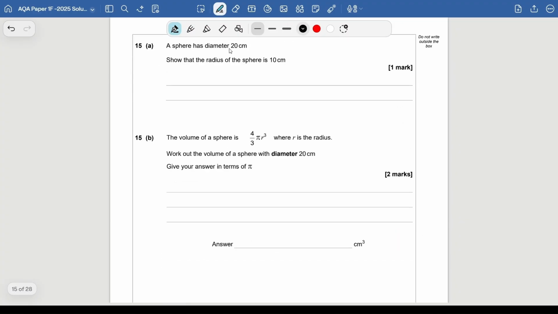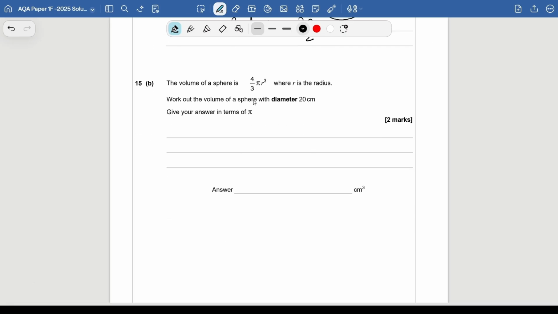A sphere has diameter 20 centimeters. Show that the radius of the sphere is 10 centimeters. So now I'm assuming I'm drawing it like a circle. If this is the center, the radius is always half of the diameter. So if the diameter is 20, the radius will be half of 20, that is 10 centimeters.